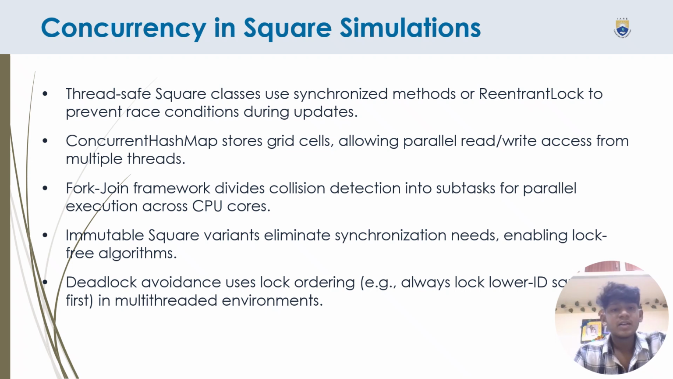Concurrency and square simulations. Thread-safe Square classes use synchronized methods and reentrant locks to prevent race conditions during updates. ConcurrentHashMap stores grid cells, allowing parallel read and write access from multiple threads. Immutable square variants eliminate synchronization needs, enabling lock-free algorithms.